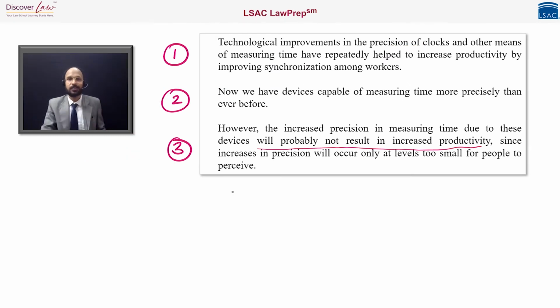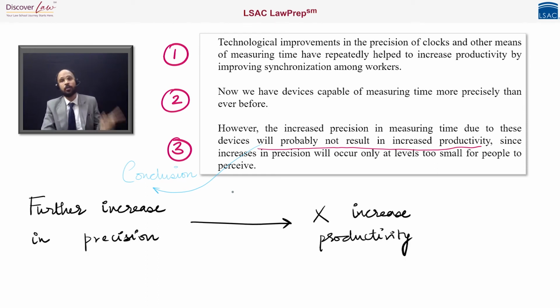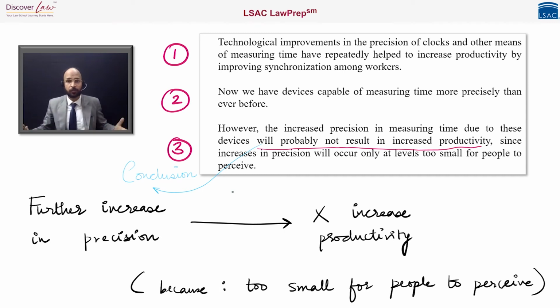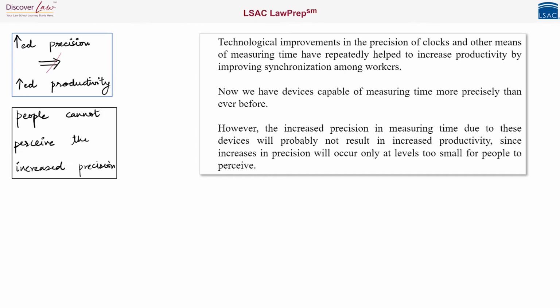Now, in this argument, you see this thing which reads, will probably not result in increased productivity. This gives you an opinion, and when you see an opinion, that is most likely the conclusion of the argument. So basically what we saw is that a further increase in precision will not increase productivity because the increase in precision is too small for people to perceive. And this is your premise. So the argument is clear that increased precision will not lead to increased productivity because people cannot perceive the increased precision.